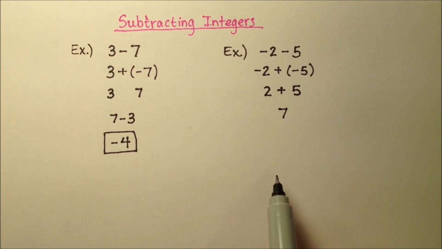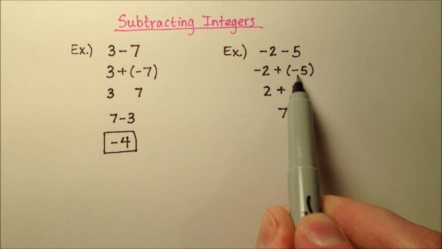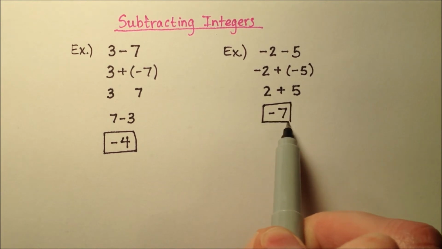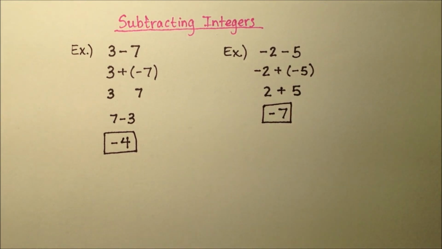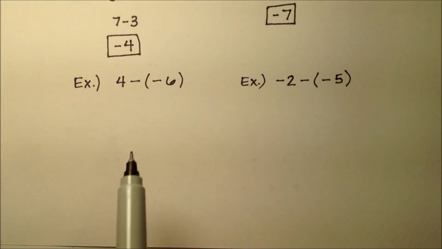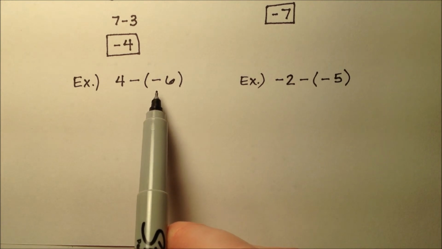And then I keep the sign of the larger. Well, 5 was the larger of the two numbers, and its original sign was negative. So this 7 is also going to be negative. Let's look at two more examples. In these cases, I'm actually going to be subtracting a negative number.